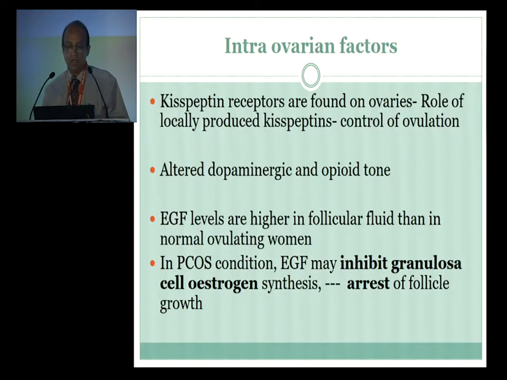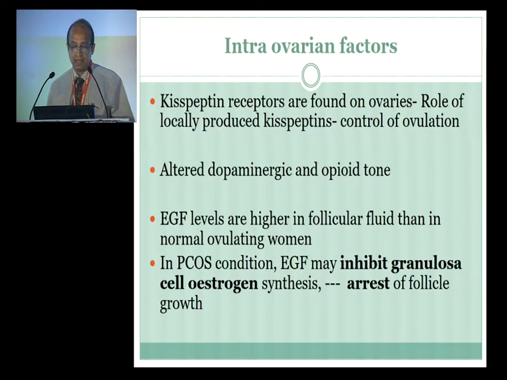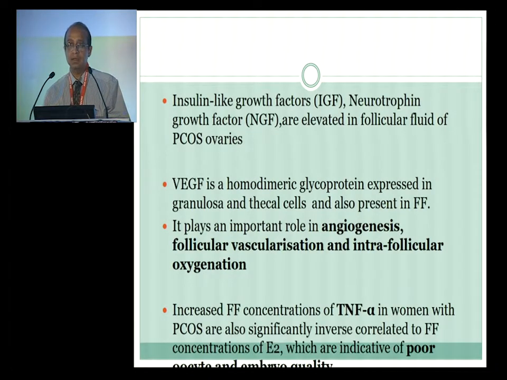What are the intra-ovarian factors? Kisspeptin has been found in the ovaries. It can lead to altered dopaminergic and opioid tone. Similarly, epidermal growth factors are also higher in the follicular fluid. So in PCOS, this EGF may inhibit granulosa cell estrogen synthesis, leading to arrest of follicles. Similarly, the IGF and neurotrophin growth factors are all increased.